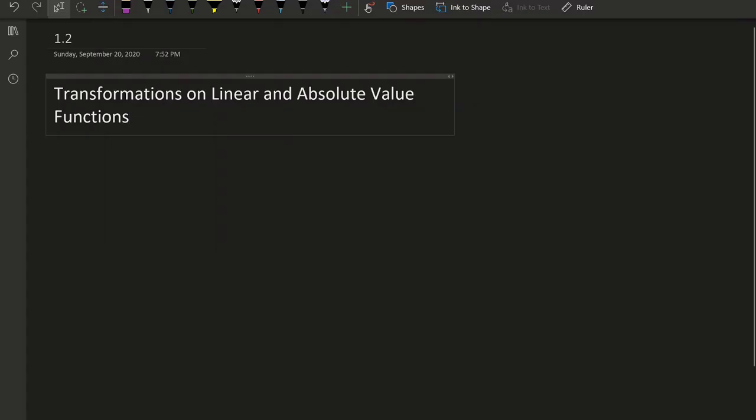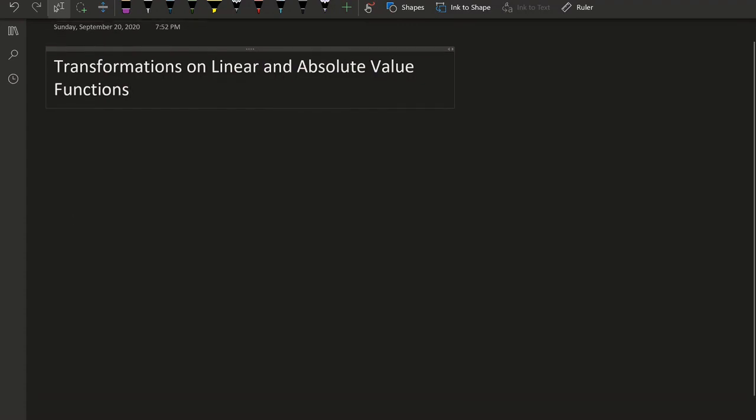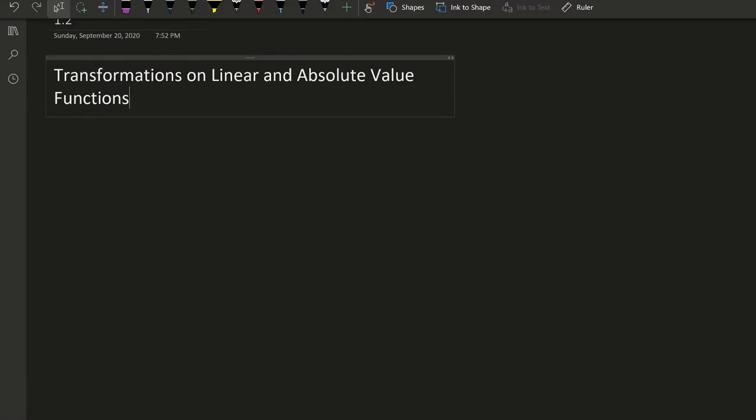Hello students! Today we're going to talk about transformations on linear and absolute value functions. Now, we discussed this a little bit in the last lesson, but the first transformation that we have is called a translation. If you remember from our last lesson, translation means you take the entire function and you move it either up, down, left, or right. So we have a horizontal translation and a vertical translation.